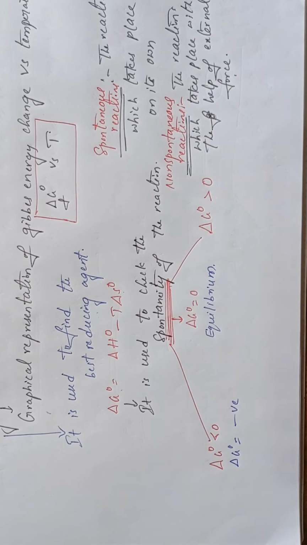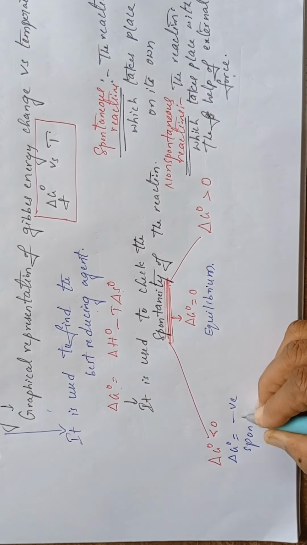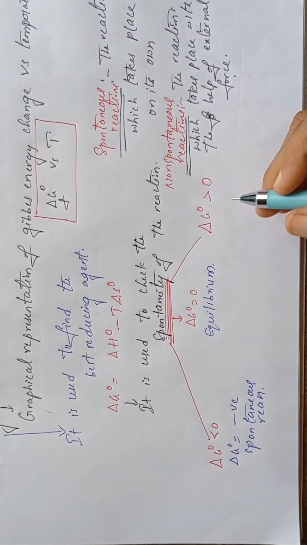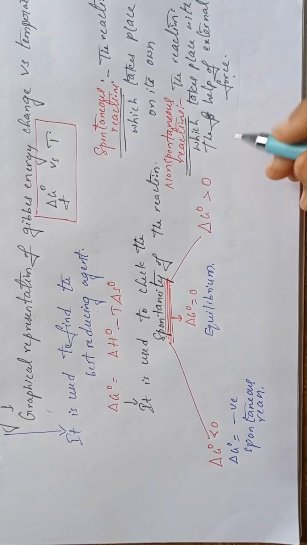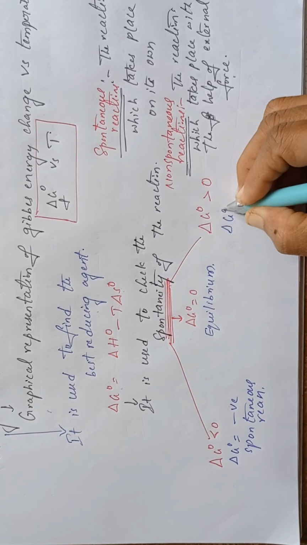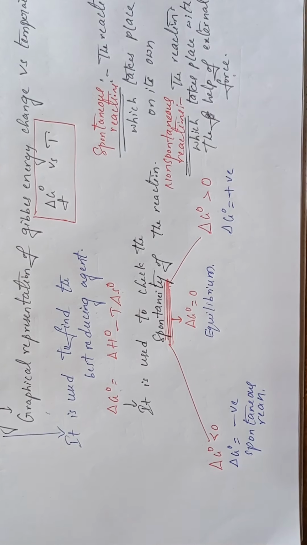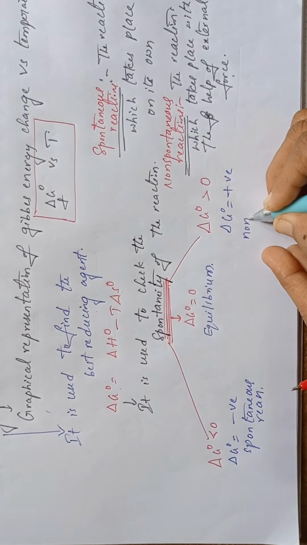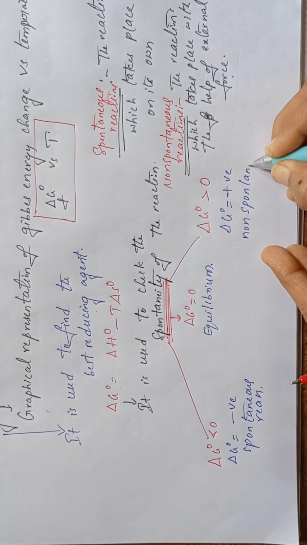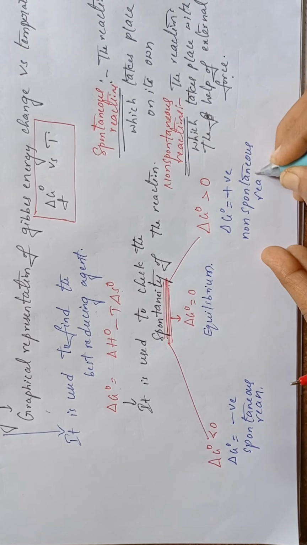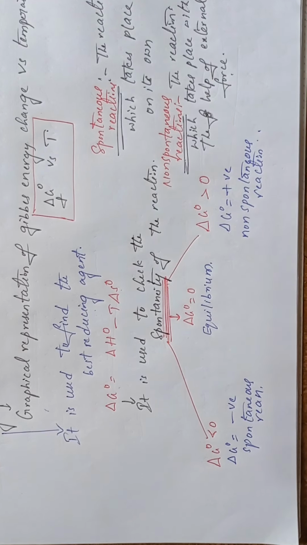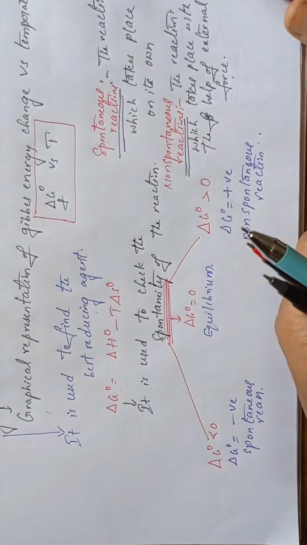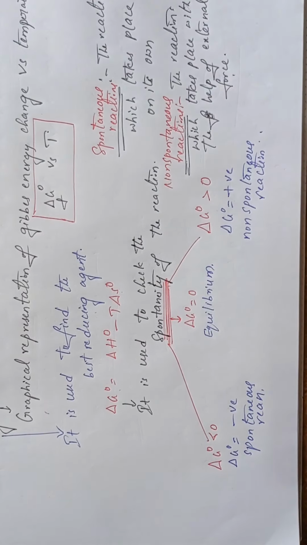If delta G naught is less than 0, that means the value is negative, and the reaction is spontaneous. Now, delta G naught greater than 0 means a positive value, and the reaction is non-spontaneous. Are you clear? Non-spontaneous reaction, students. Understanding?